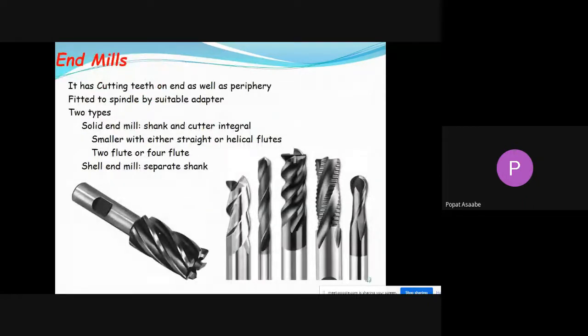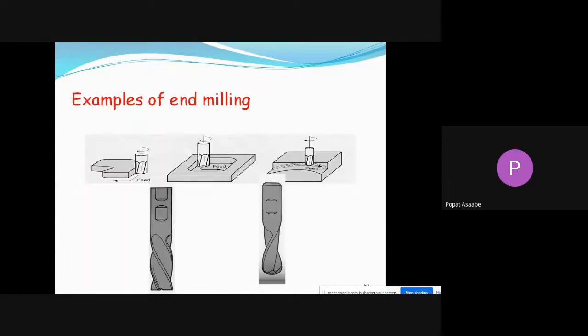See, this is the end mill cutter. In the end mill cutter, cutting edges are provided on its periphery and also at the end, at the bottom. With the help of the end mill cutter we can perform the end milling operation on the workpiece, meaning we can produce a flat surface that is horizontal, vertical, or at any particular angle. See, this is an example of end milling. In this manner we can produce end milling.